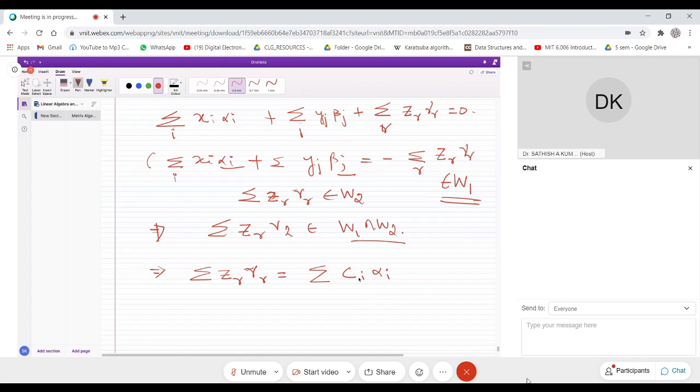Okay, we have already shown that alpha I, W1 intersection W2 is a basis. So the sum over ZR gamma R should belong to W1 as well as W2, and it will be 0 for all the scalars, which are also 0, because if it is a basis it is linearly independent also. So the summation over ZR gamma R will be the same as the summation over Ca alpha I. It should be 0, for all values of Ca and ZR. So Ca is also 0 and ZR is also 0. If this expression is 0, then I can say that this is also 0.